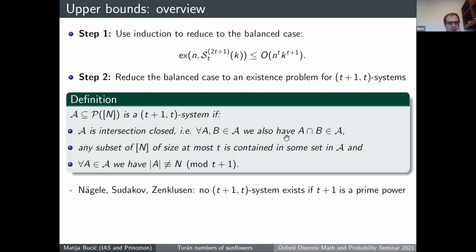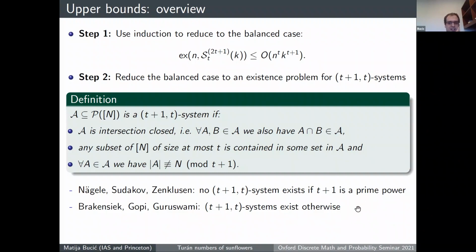So using their result together with our reduction proves this inequality whenever t plus 1 is a prime power. And so the natural next question was, well, do these objects exist when t plus 1 is not a prime power? And they asked this, and quite remarkably, yet another paper coming from a third direction. So Brakensiek, Gopi, and Guruswami were studying a certain constraint satisfaction problem in theoretical computer science. And they also reduce a certain problem to the existence of these t plus 1 t systems. And they show that, unfortunately, these objects do exist whenever t plus 1 is not a prime power.